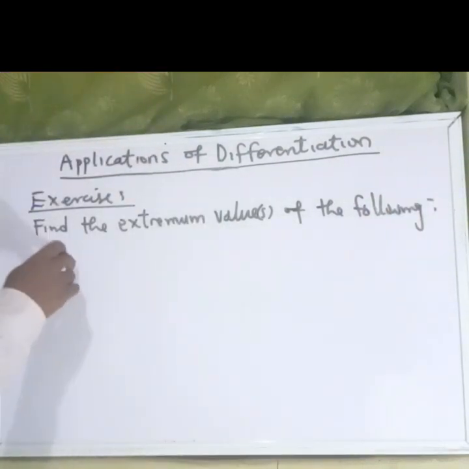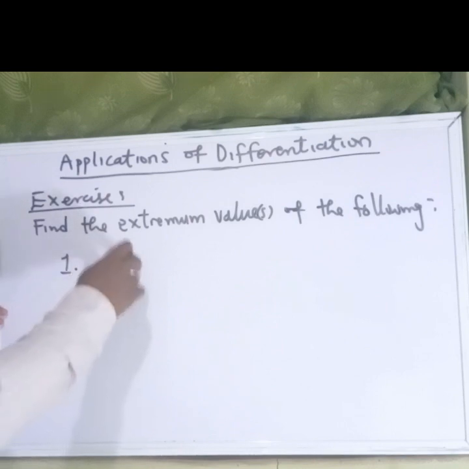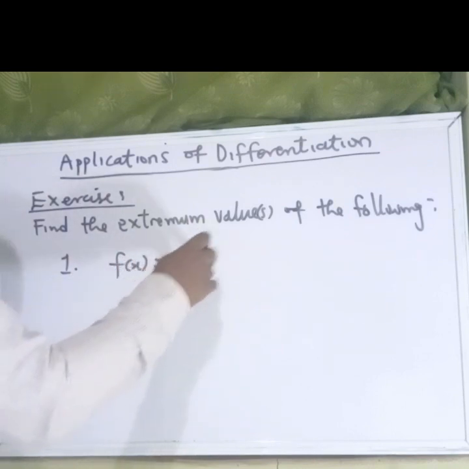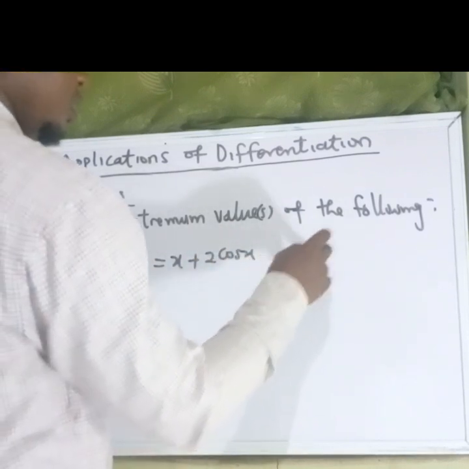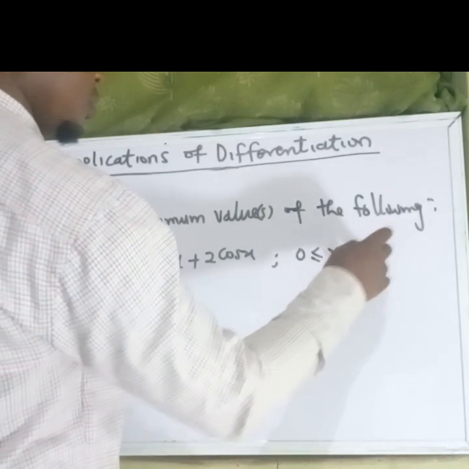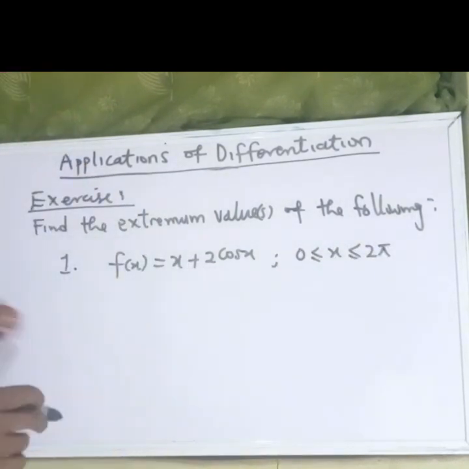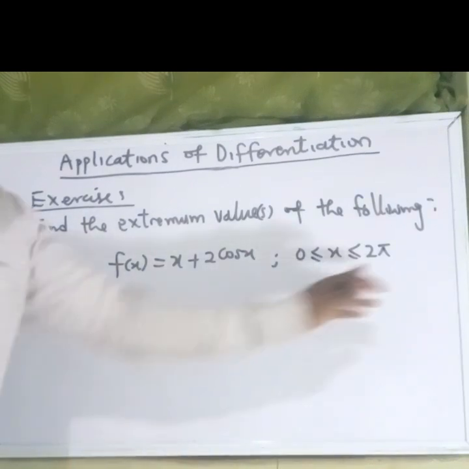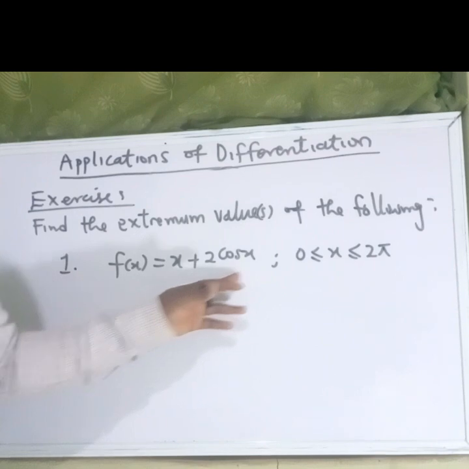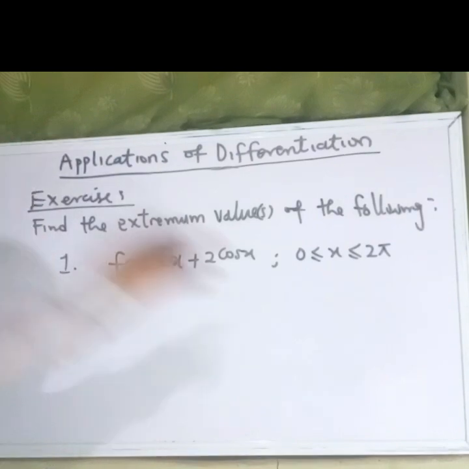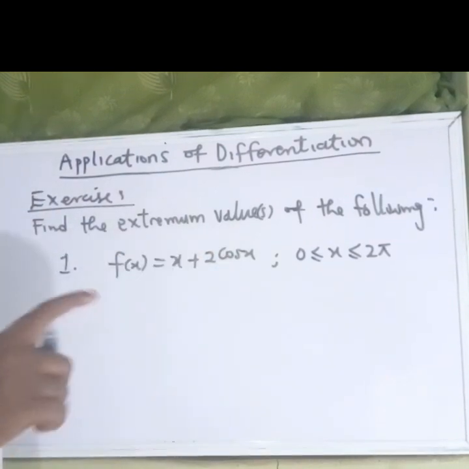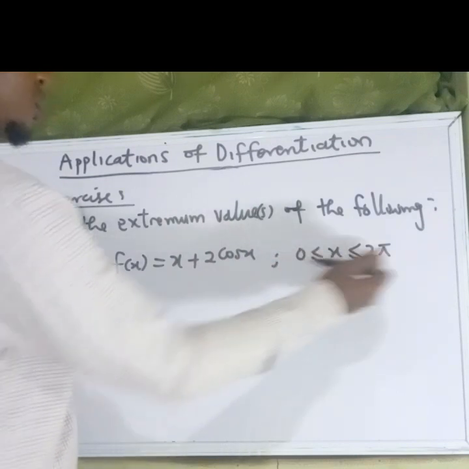So 1, the function f of x equals x plus 2 cos x. We have to determine the extreme values of this function if x lies between 0 and 2 pi. Of course, we are doing this because of this cos x, which is transcendental, and there will be a lot of extreme values. So that's why we are restricting this to this interval.